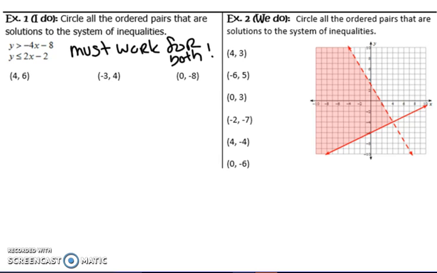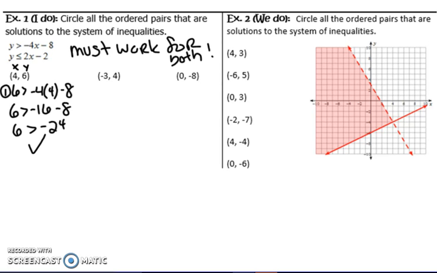So if we look at the first one, I have x is 4 and y is 6. Well, if I use my first inequality, I have 6 is greater than -4 times 4 minus 8. If I use algebra, -4 times 4 is -16, minus 8 is -24. 6 is greater than -24. Well, is that a true statement? Yes, it is a true statement, so now we can check our second inequality.